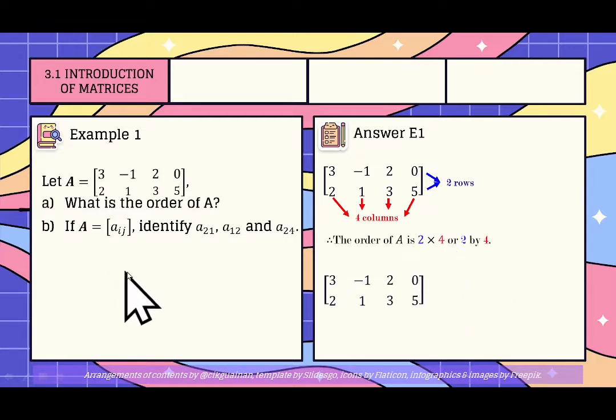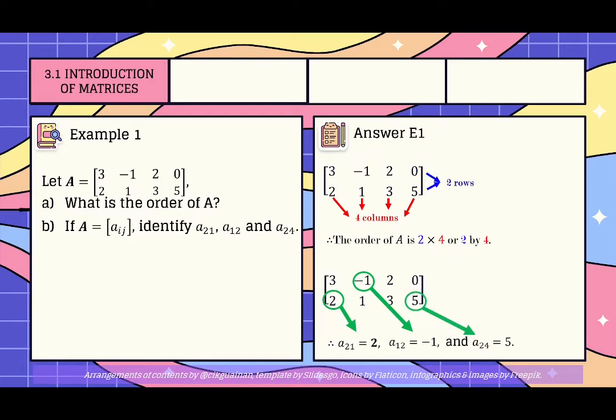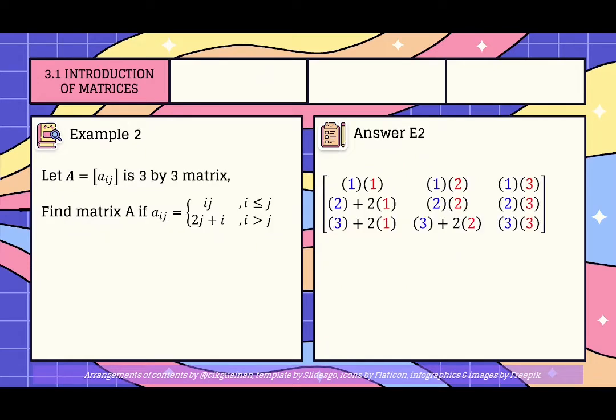Now let's identify the element according to the row and the column number. For the first one, a21 means that the element is in the second row and the first column. The second one is the element in the first row and second column. And the third one, the element is in the second row and the fourth column.